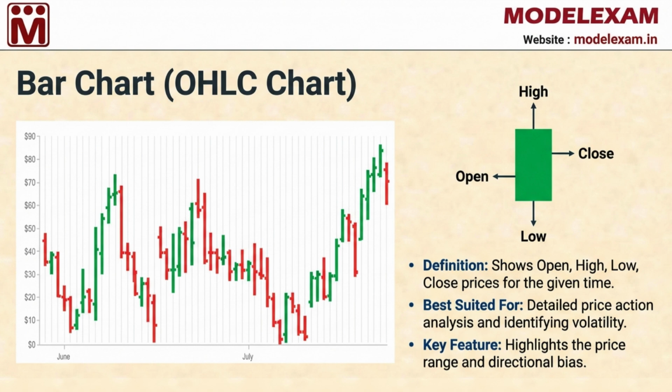As the name suggests, this chart shows the open, high, low and close prices for a given time period. It is visually represented by a vertical bar. The top of the bar is the high price and the bottom is the low. A small horizontal notch on the left indicates the opening price and a notch on the right indicates the closing price. This is best suited for detailed price action analysis and identifying volatility, as it highlights the full price range and the directional bias of the day.